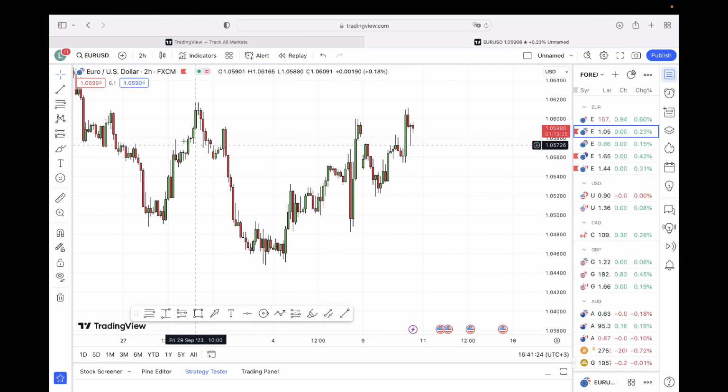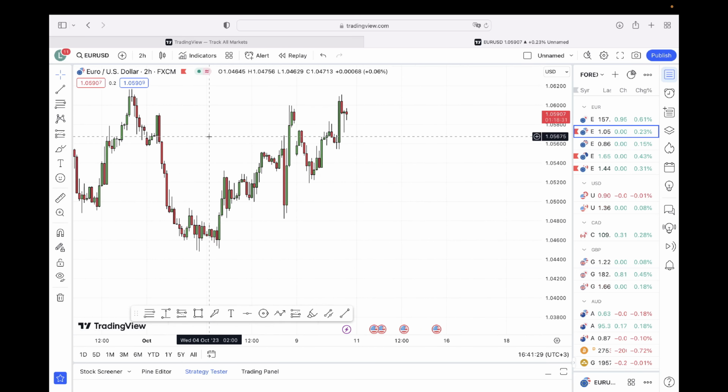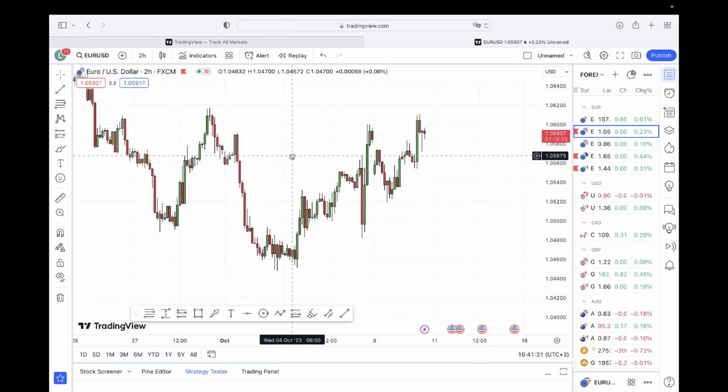So without further ado, let's go right to our chart. So now we are at our trading desk. Currently I'm on the euro against the US dollar pair. So let's talk about how to execute this strategy.